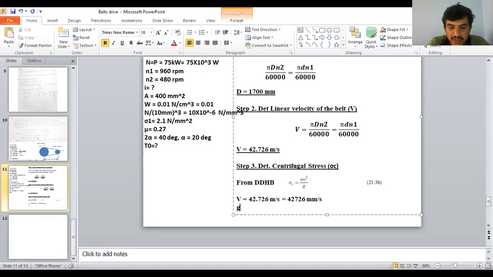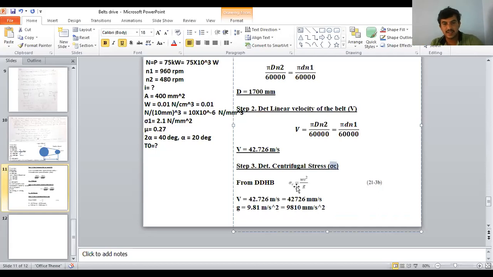G is equal to 9.81 meter per second square. Convert into millimeter per second square. That is 9810 millimeter per second square. Now substitute, then tell me what is the sigma C value.